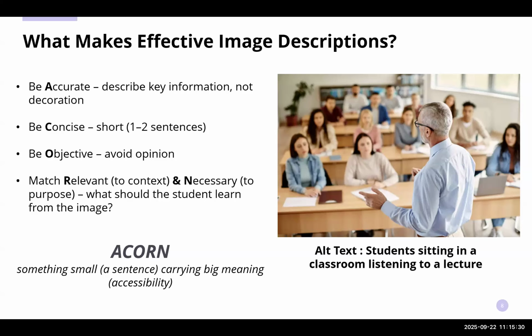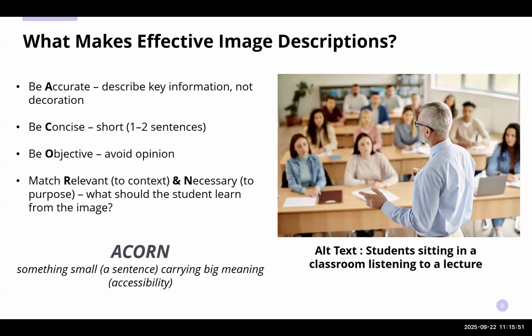R is for relevant. Include only the details that matter for the context. Think about why the image is there and what part of it supports the content. Next, and the last one, is N for necessary. Include only the details that support the goal.